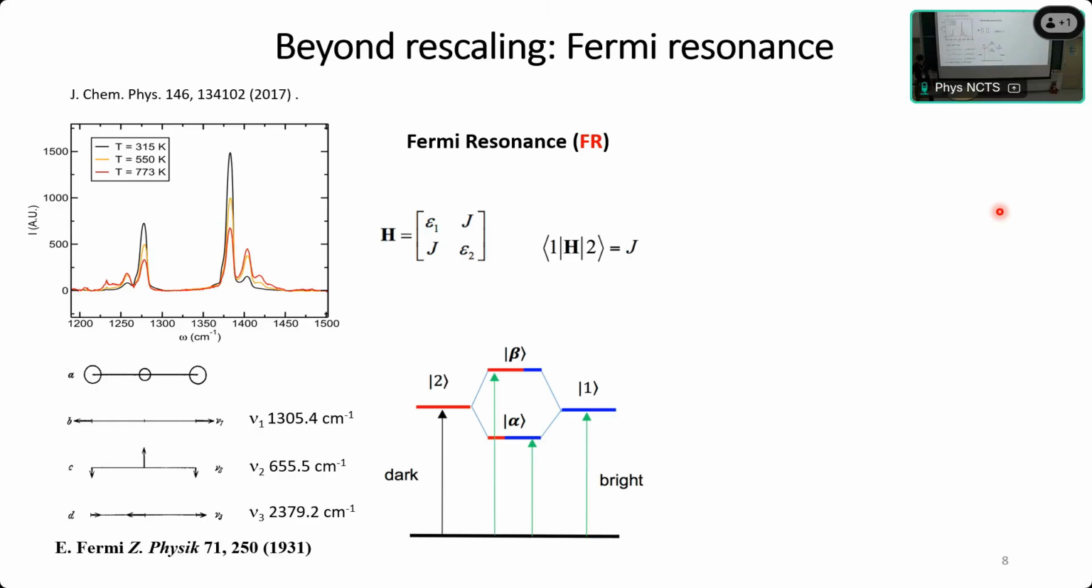And Fermi, as a good physicist, came out of nowhere and wrote down a Hamiltonian, and then he explained, okay, the 0 to 1 transition for these symmetric modes, right, that we call 1, will couple to the overtone of another mode. And you can use group theory, and you can write down the phenomenological Hamiltonian.